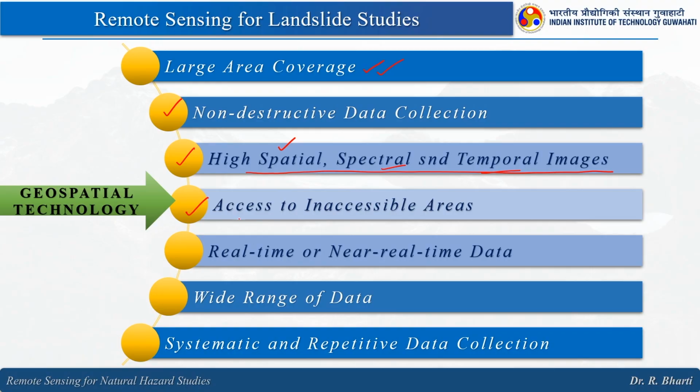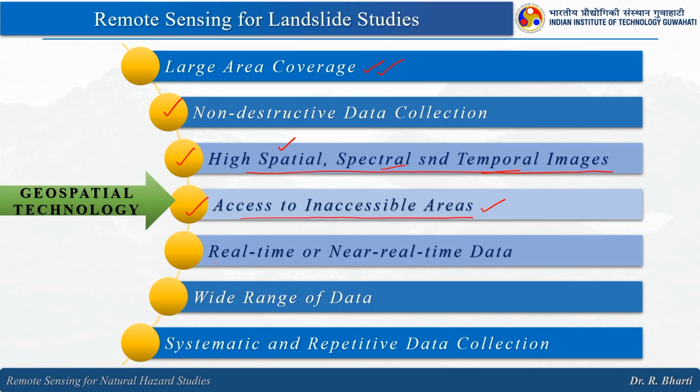Now comes access to inaccessible areas. Some areas are restricted, and we try to visit them, but because of some limitations we may not be able to visit that area and do any analysis. But remotely sensed images provide the opportunity to investigate the inaccessible area from space. So that is the advantage. Next, real time or near real time data.